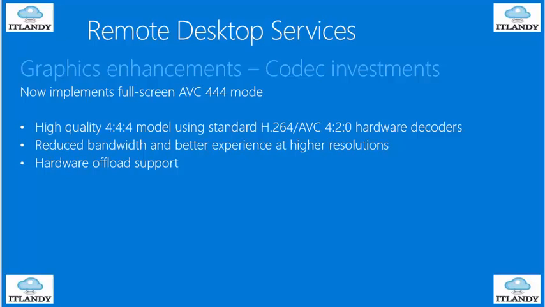The ITU-T H.264 codec is also known as MPEG-4 or AVC, Advanced Video Coding. The benefit of this codec is that it's widely available in hardware, so that CPU-intensive encoding and decoding can be offloaded to a separate hardware block. With RDP 10, we are now taking AVC H.264 support a step further with the introduction of the full screen 444 mode.